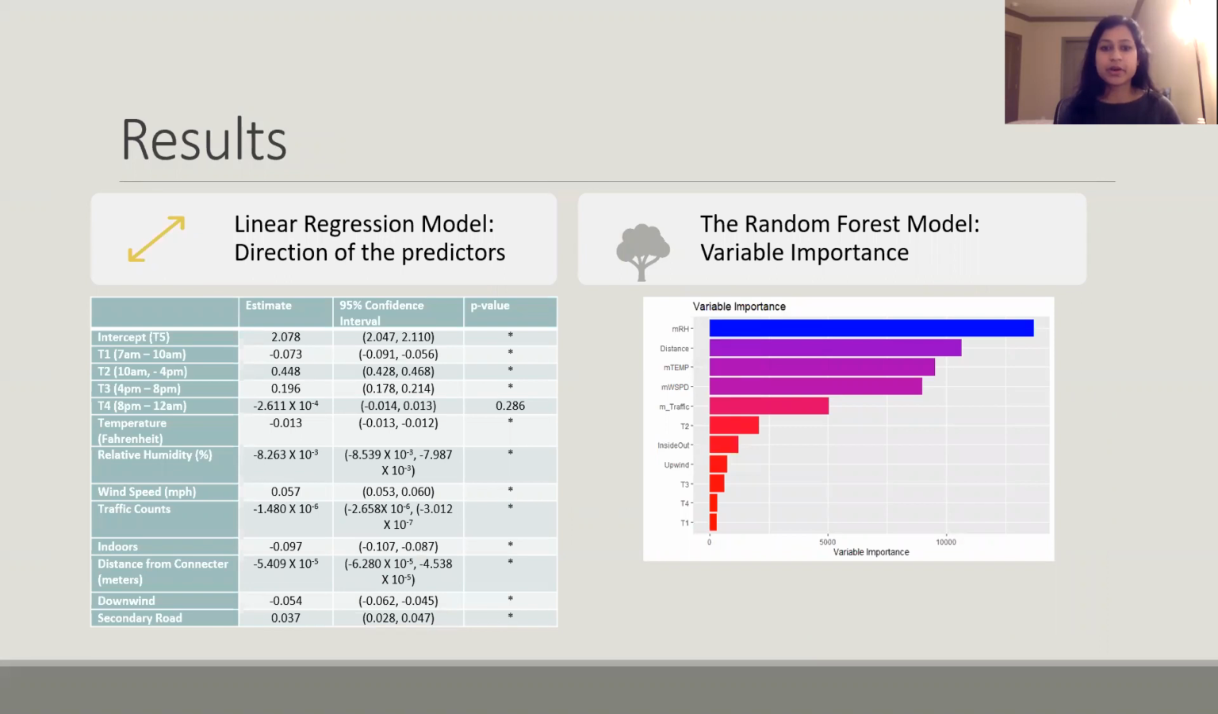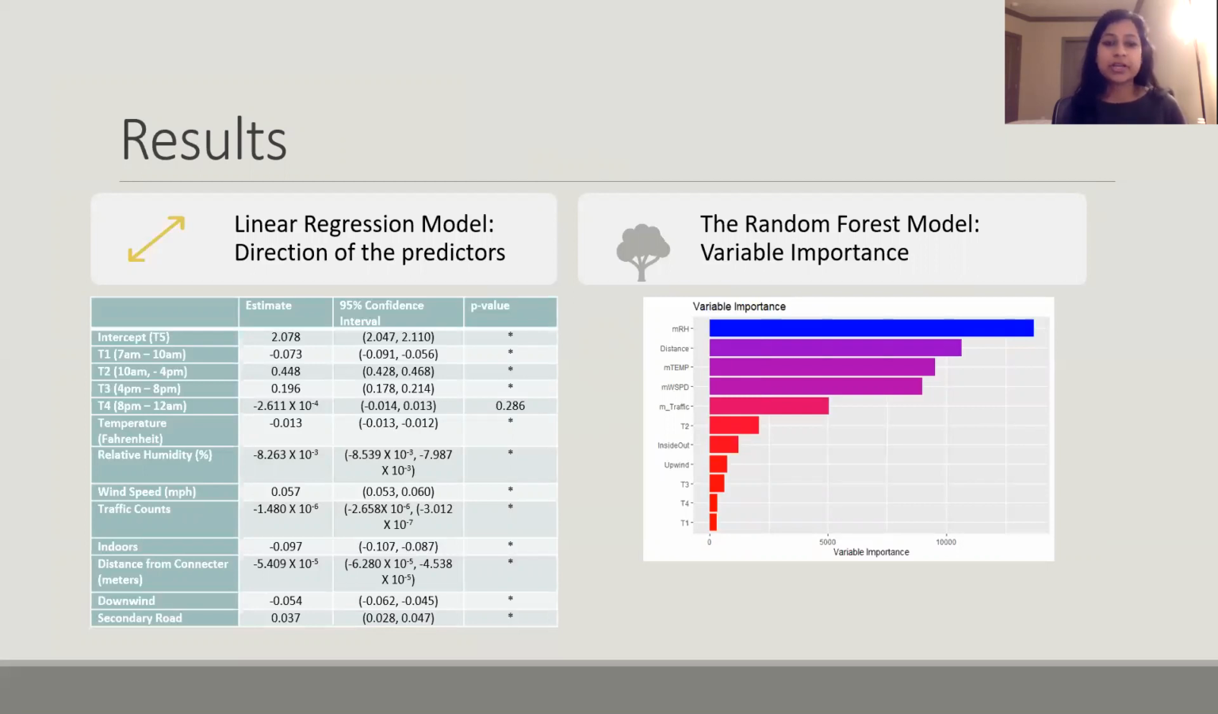The linear regression model gave us insight into the direction of the predictors in relationship to ratio PM2.5. For example, we see that ratio PM2.5 actually decreases when traffic count increases. This might be because an increase in traffic in the main highway creates a higher level of ambient air pollution and therefore reduces the ratio of personal exposure to ambient PM2.5. The random forest model told us which variables were most important in determining ratio PM2.5.